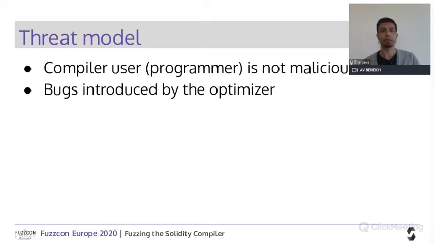So we assume that the end user is a benign user, and we mostly focus on bugs that are introduced by the optimizer, where the semantics of the code that is generated and deployed on the blockchain is different than what is intended, because that can be quite bad.